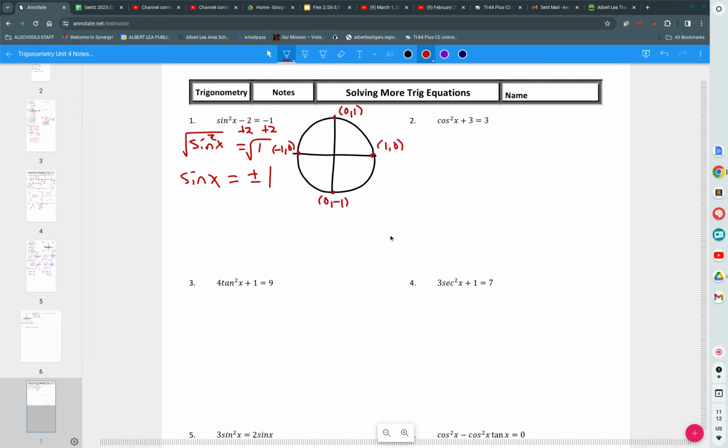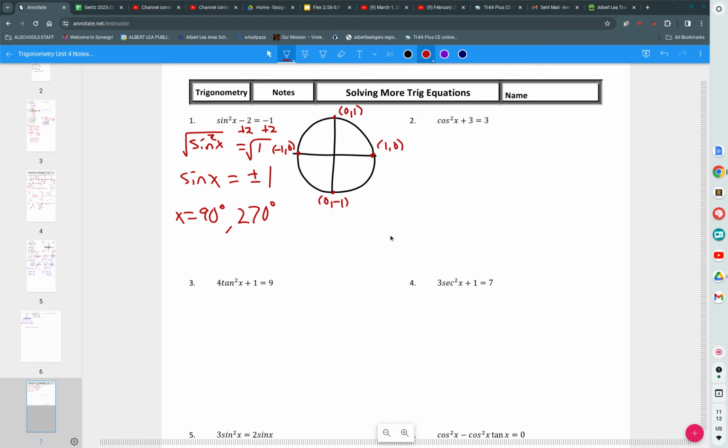So when we're considering where is sine equal to positive 1, we want to know when is the y value positive 1, for what angle? Yeah, up there at 90 degrees. And when is sine equal to negative 1? 270 degrees. Piece of cake, upside down.